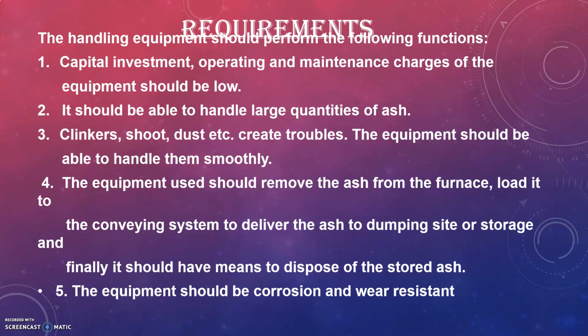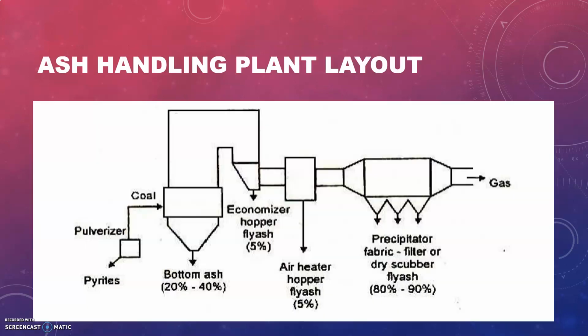So what are the requirements that an ash handling plant should have? Right? One is the capital investment, operating and maintenance charges of the equipment should be low. Next, it should be able to handle large quantities of ash. Next, clinkers, soot, dust, etc. create trouble, so the equipment should be able to handle them smoothly. The equipment should remove the ash from the furnace load and should be able to load it to the conveying system to deliver the ash to the dumping site. And the equipment should be corrosion and wear resistant. These are some of the requirements of an ash disposal system.